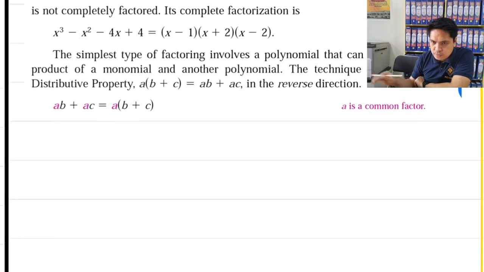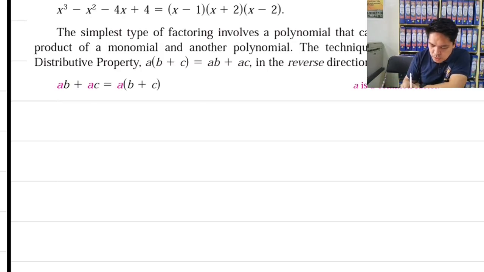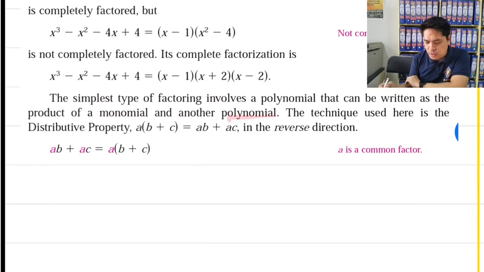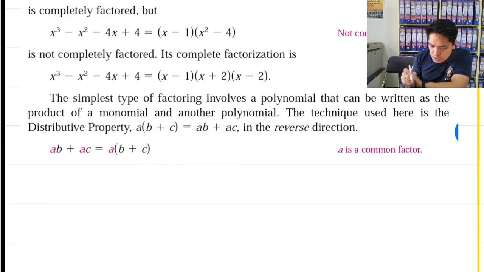Okay, let's proceed. The simplest type of factoring involves a polynomial that can be written as a product of a monomial, meaning one term, and another polynomial. This technique is just the reverse of the distributive property. The distributive property is a times b plus c, which is equal to ab plus ac. The reverse of this is we factor out the common factor.